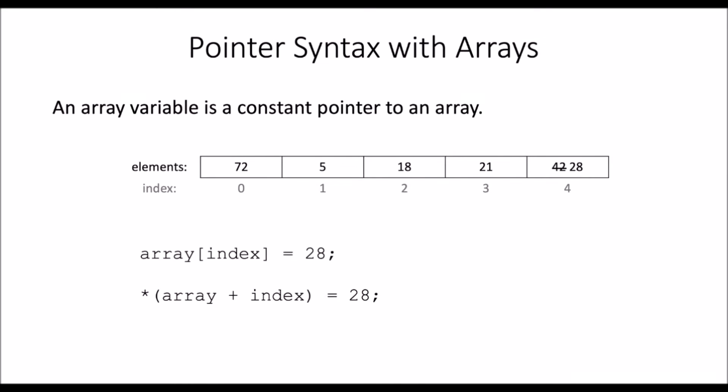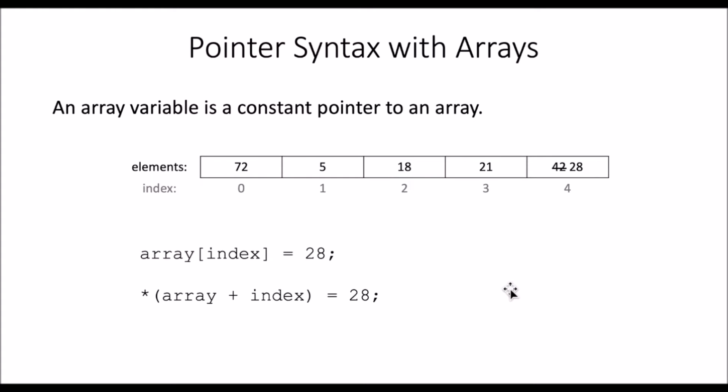Hi all, in this video I explain pointer syntax with array. Now in order to understand this, you have to know that an array variable is a constant pointer to an array. For this example, assume that I have an integer array of 5 elements that is illustrated up here. Now I want to update my last element to 28.